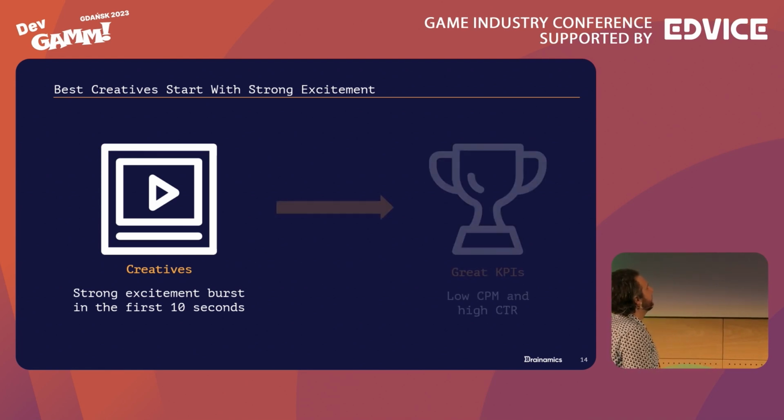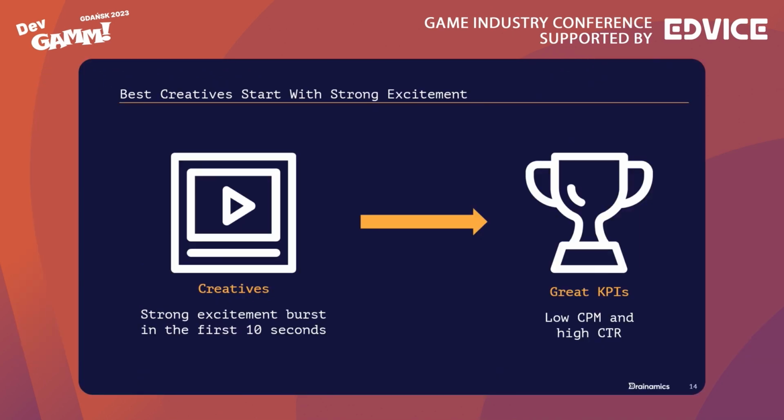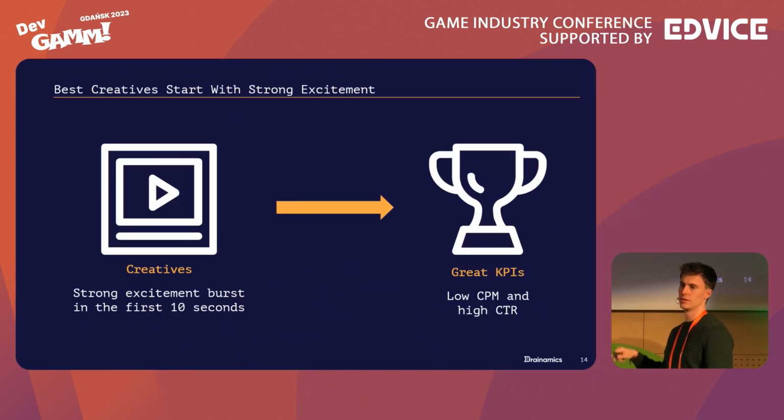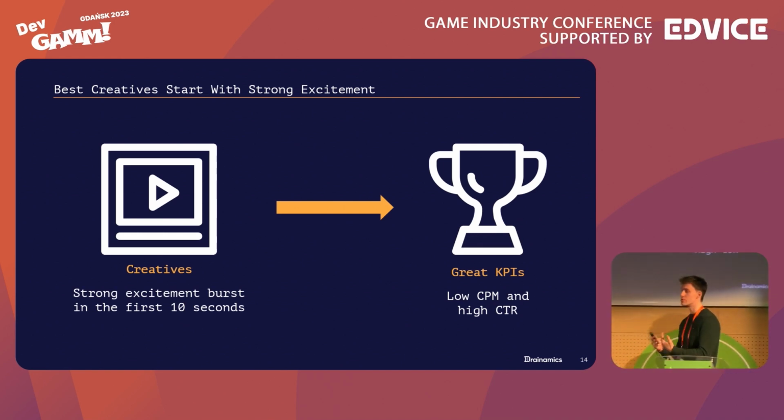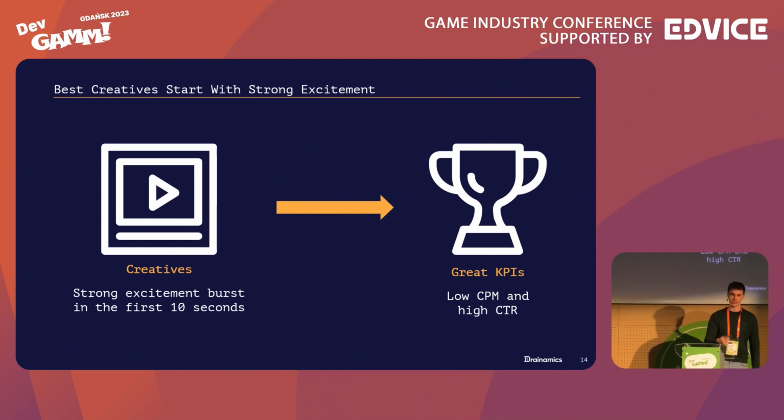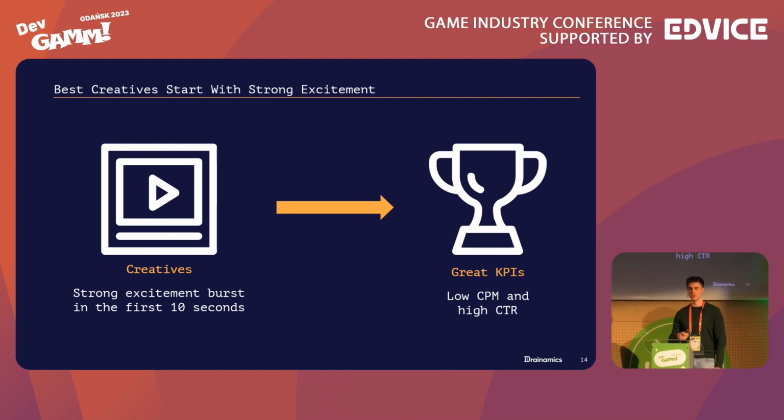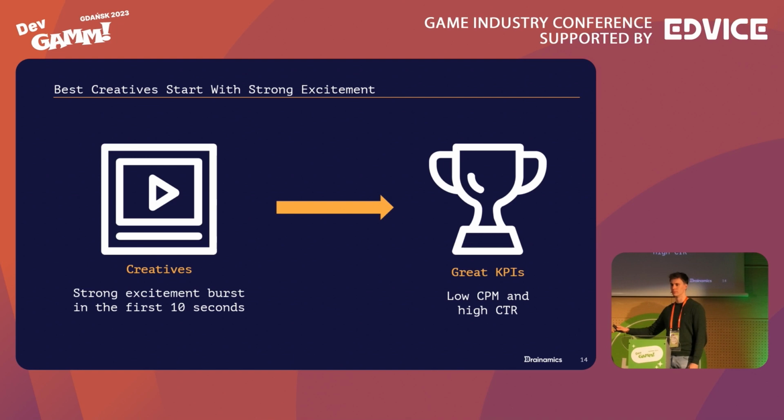Yeah. And not only the ranking, but this really translated into low CPM and high CTR. CTR is click-through rate. That means they saw the ad, clicked on it, and then came the survey and some more stuff. So they were really interested in this concept. The ones that had this huge excitement burst with the emotions in the beginning were more likely to click through a lot.